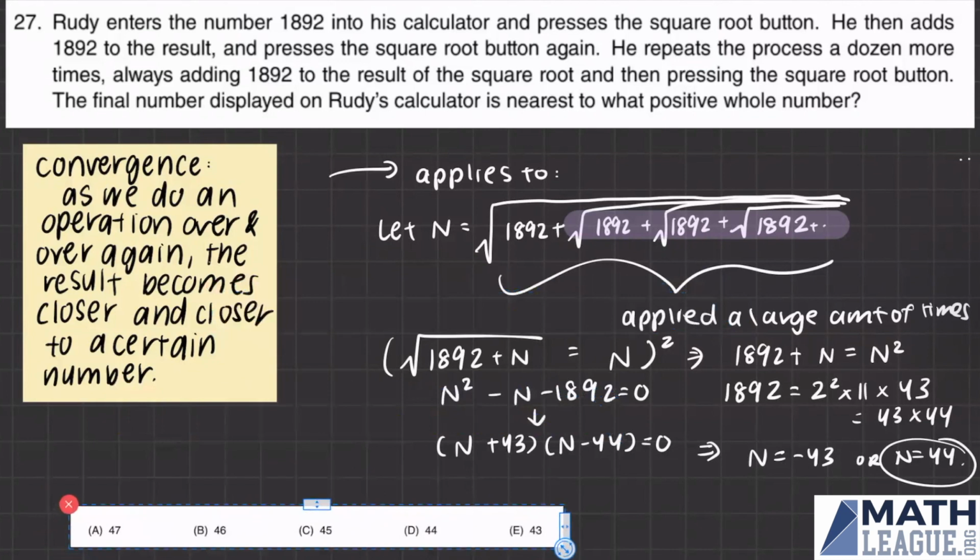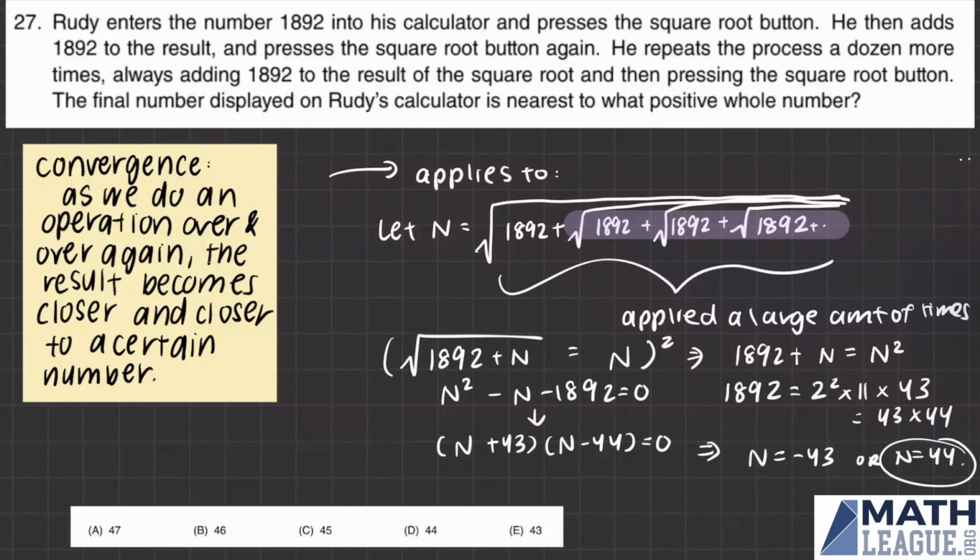The answer choices, obviously, it's not going to be 47, 46, 45, but why isn't the answer 43? Well, first, applying the operation 2 times and then a dozen more times, i.e. 14 times, is already a large amount of operations, meaning that the convergence is starting to take place. You're going to see that it will tend more and more to the number that it's supposed to tend towards after infinity. So 14 times is a lot of times, and you can trust your gut on that.